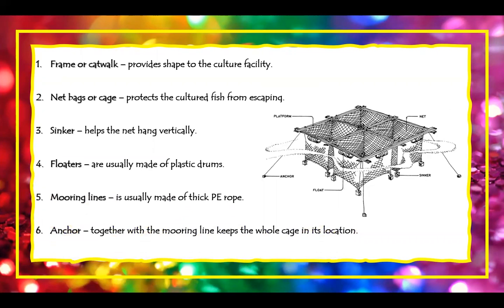And last is the anchor. The anchor, together with the mooring line, keeps the whole cage in its location. The anchor can be made of concrete block, lead, or bamboo peg.